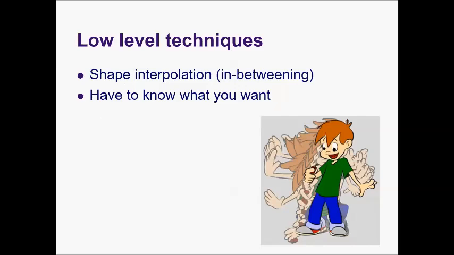For the low-level techniques, okay, there is shape interpolation and in-betweening. You have to know what you want. For example, here is a boy. This boy is grabbing something, maybe a thing, but kung titingnan mo, if you apply an animation to the image, you will see that the hands are moving, the other hand is also moving, and there is a variety of angles for the image in order for it to move.